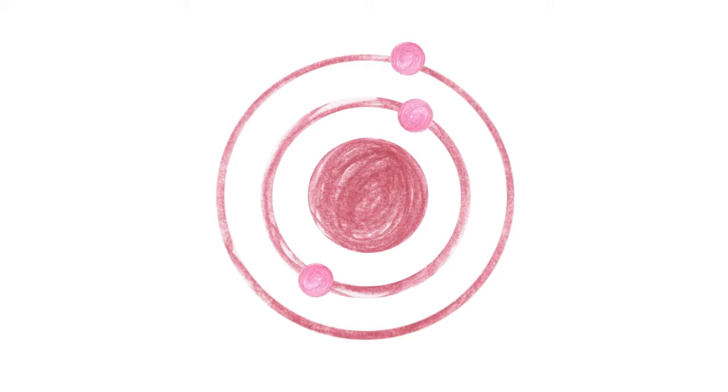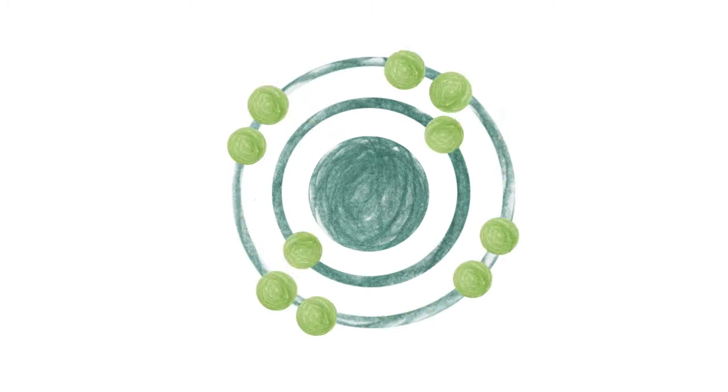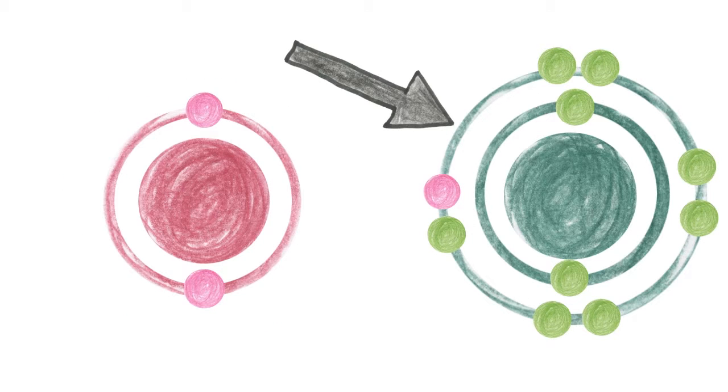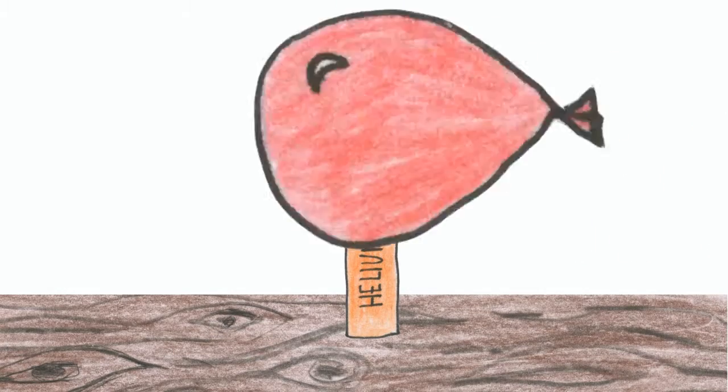Atoms that have only one or two electrons in their outer shell want to lose these, so they are left with a full outer shell. And atoms that have nearly full outer shells already want to gain electrons to make their shell complete. And so electrons are passed from one atom to another, so that they both have complete outer shells, giving them the same electronic structure as a noble gas, like helium.